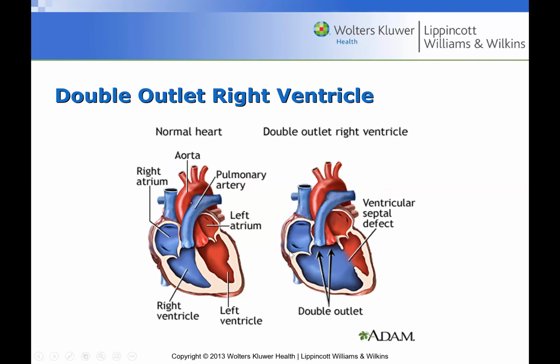So this is a really great picture. This is how it should be. This is how it is. So for some reason, the aorta and the pulmonary artery developed more onto the right ventricle, which means that we need to have a big VSD to make sure the oxygenated blood is getting through the baby.